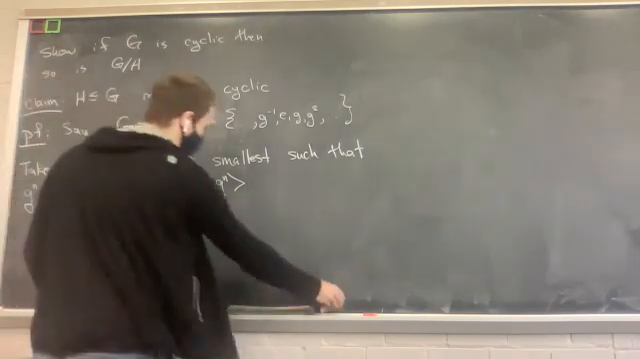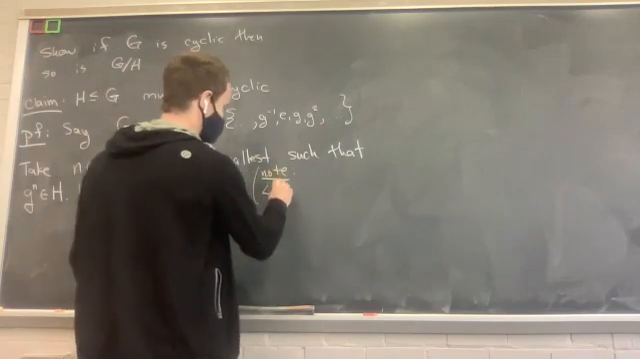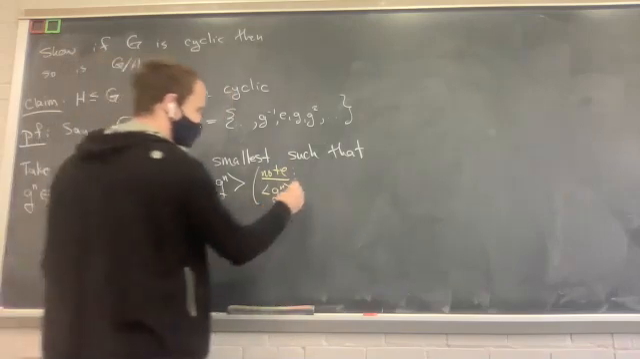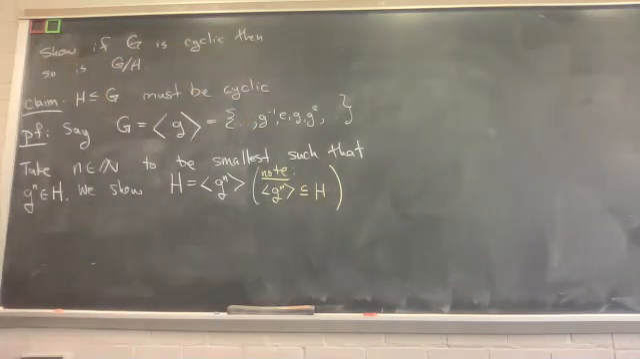Okay, so we're going to do this by double set inclusion. Let's first notice that the cyclic subgroup generated by little g to the n is obviously a subset of H, right? That's because g to the n is in H and H is a subgroup, so everything generated by g to the n is in H. So what we want to show is that H is a subset of the cyclic subgroup generated by g to the n. Okay, so let's do that.